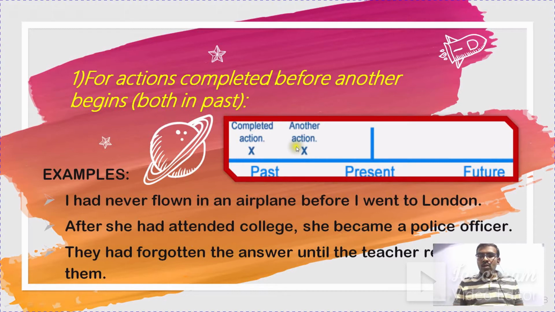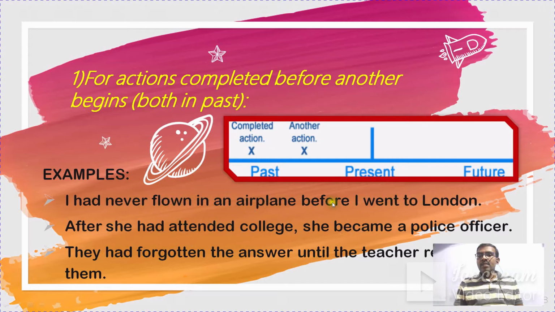Let us discuss this pictorial information. It presents the two actions in the past, not in the present. Present is here, future is here. These two actions had happened in the past. Completed action, another action. I had never flown in an airplane before I went to London. So here one is, I had never flown in an airplane.